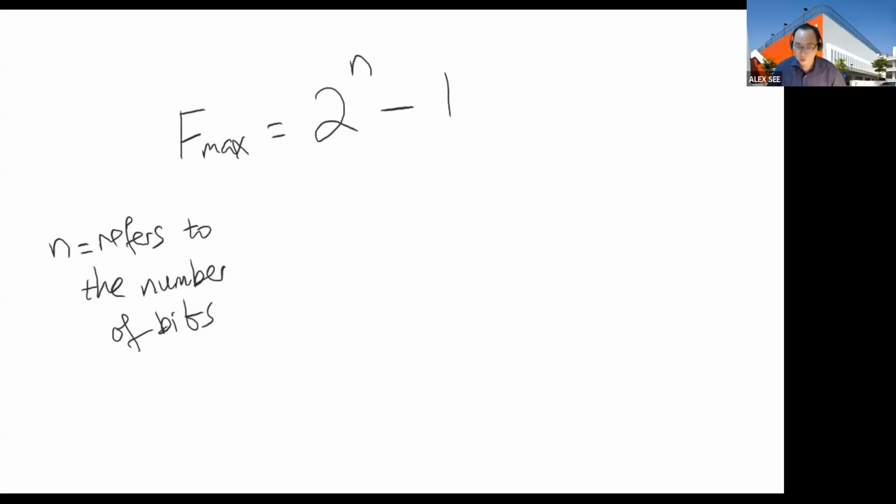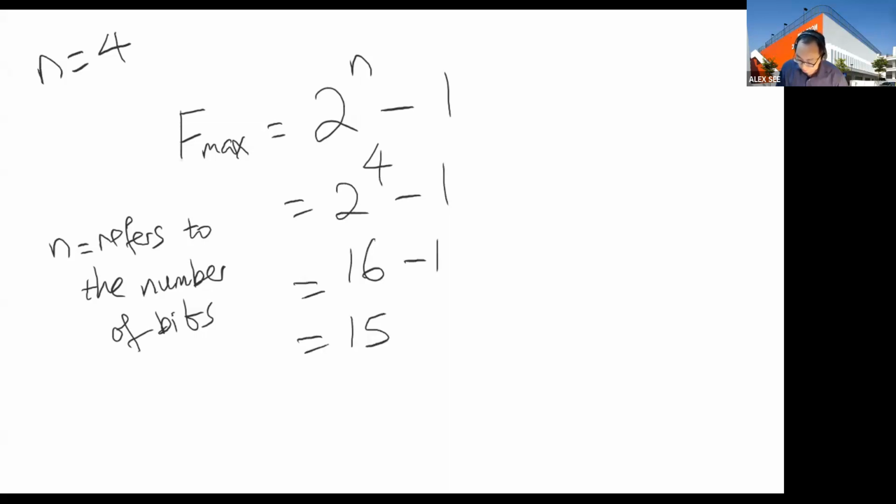So if n is 4, as in the 4-bit case I just showed you, we know it's 2 to the power of 4 minus 1. 2 to the power of 4 is 16, and 16 minus 1 is 15. That means your maximum representation is 15, which makes sense, right? Because you start from 0, remember I showed you.